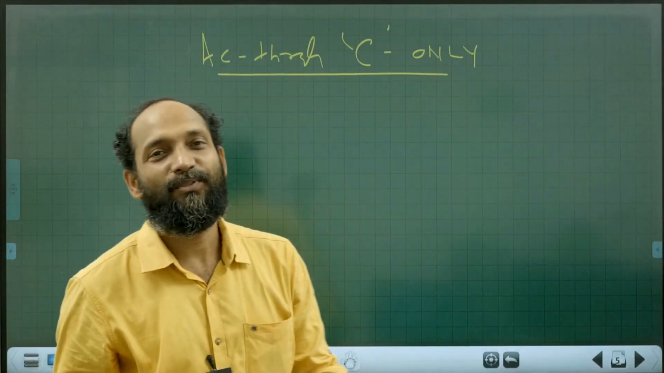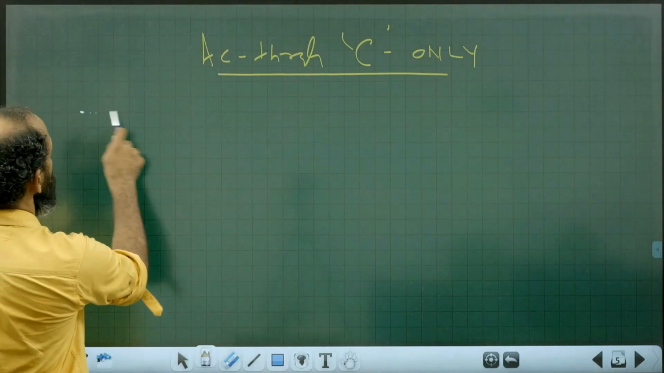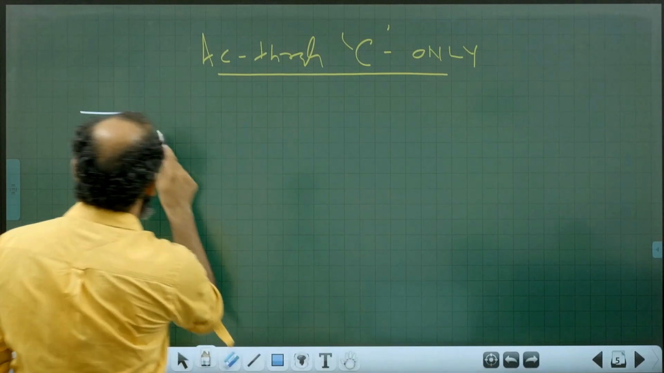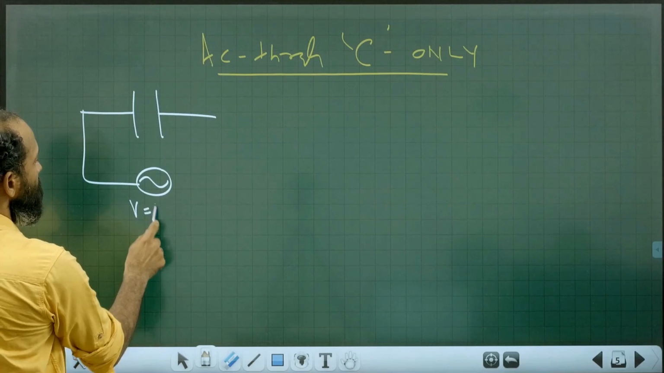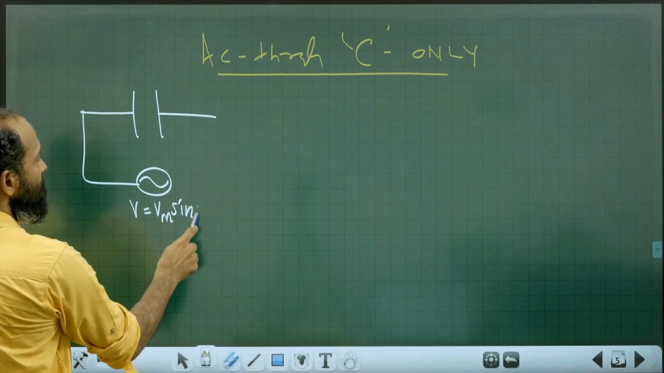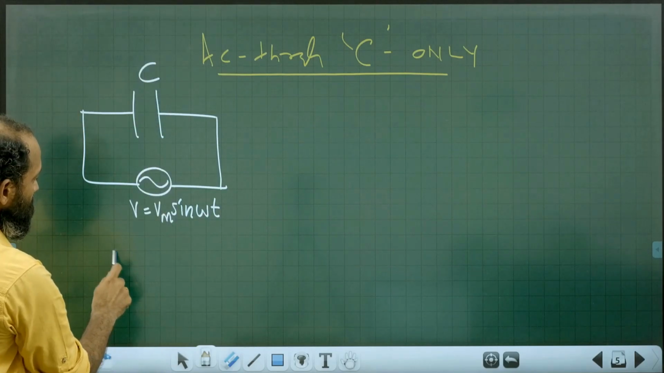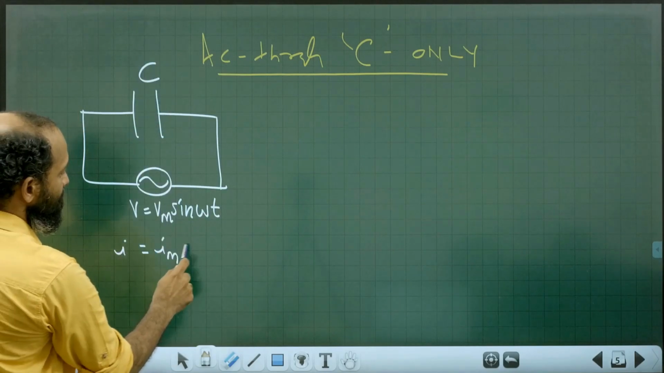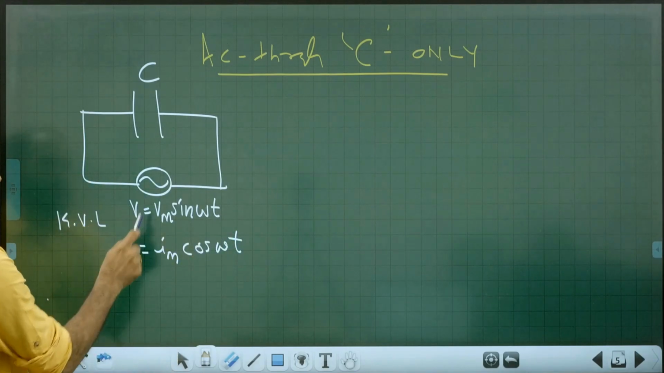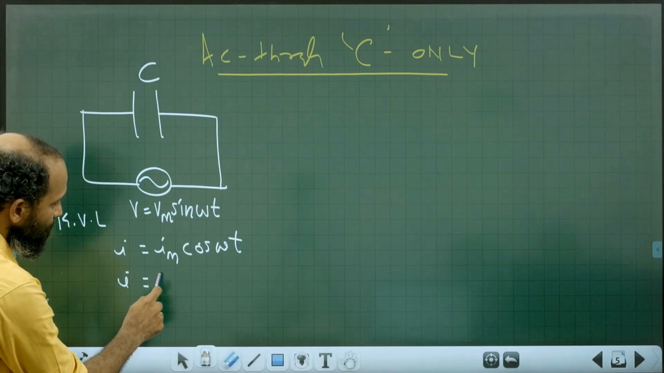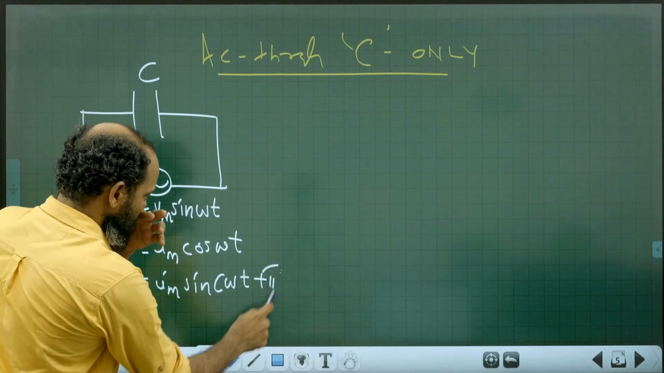Now, AC through capacitor only circuit. AC circuit having only capacitor. Supply voltage is V equals Vm sin omega t, capacitance C. Then circuit current is equal to Im cos omega t from KVL equations. That is, I is equal to Im sin(omega t plus pi by 2).